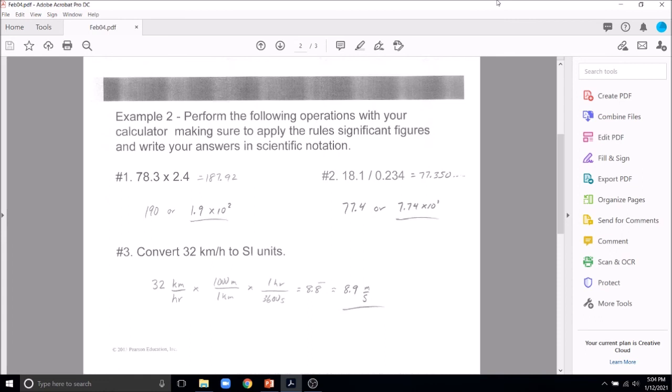Number 2, we get a very long decimal when we put this in our calculator. If we look at the original numbers, they both have 3 significant digits in them. So our answer is going to have 3 significant digits: 77.4. And actually, 77.4 is sort of fine.